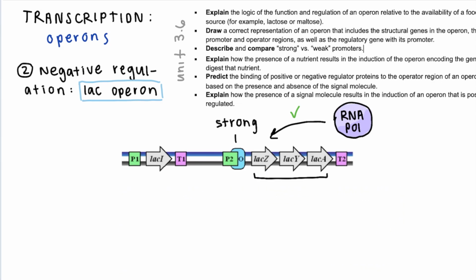Therefore, like with the mal operon, without the presence of the nutrient, there will be no transcription. However, when lactose arrives, since it moves the repressor away from the operator, P2, which is a strong promoter, can recruit RNA polymerase and transcription will occur.